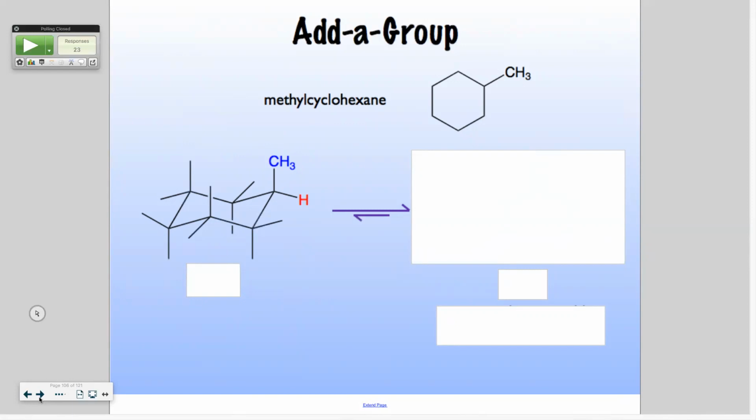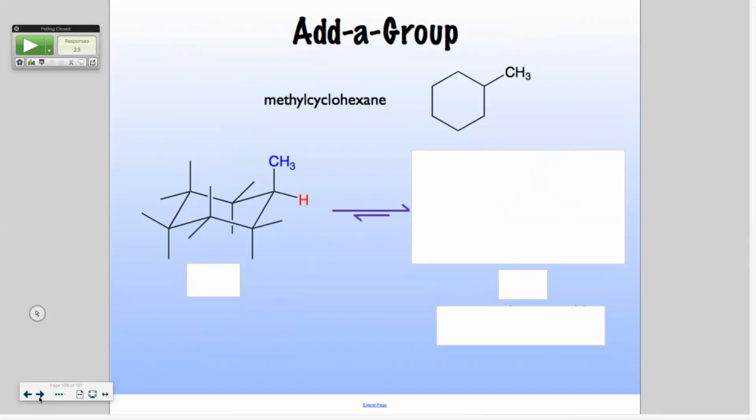Okay, so the one that's up there is this one. My methyl group is what? Axial or equatorial? Axial. Is it up or down? Up. Okay. So when I flip the chair, what's going to happen? Now, what is that methyl group? Equatorial. Is it still up? Yes, it should still be up. Remember, flipping the chair is not this. It's a different conformation.